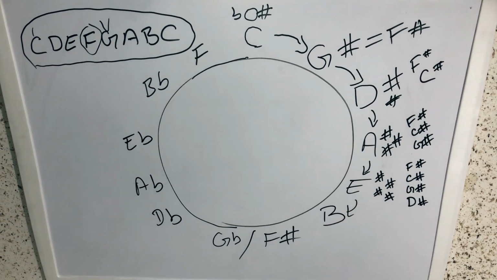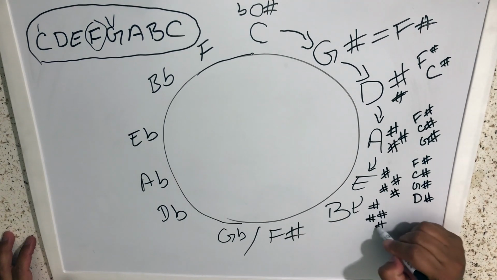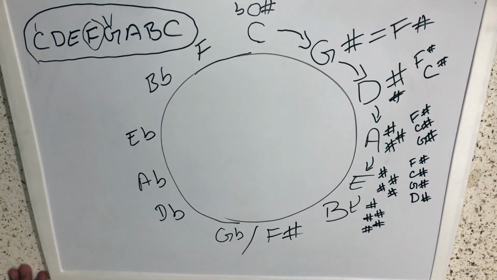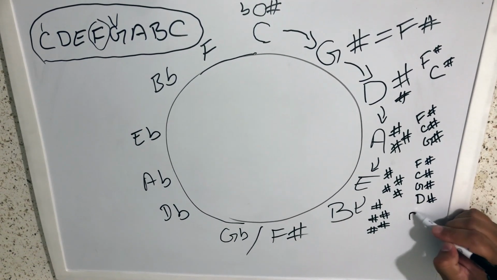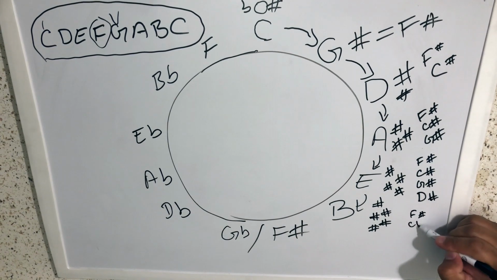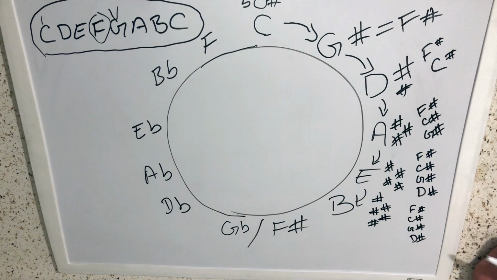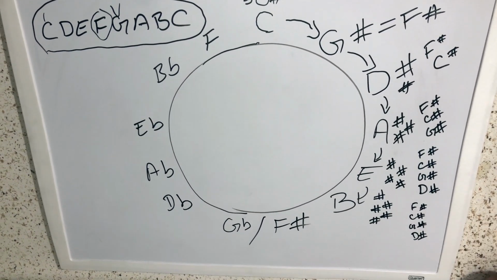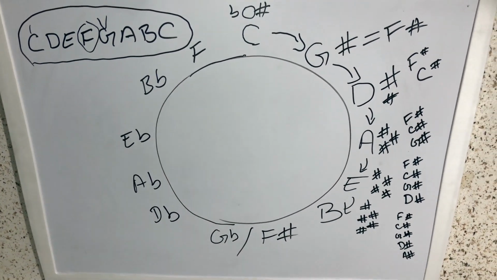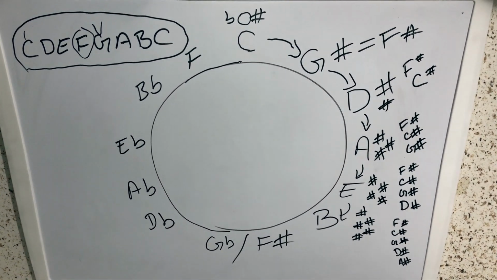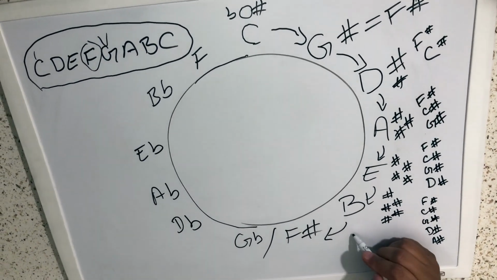B now has 5 sharps. 1, 2, 3, 4, 5. We have 5 sharps. So we're going to copy down all that we have already. So F sharp, C sharp, G sharp, D sharp. Now we've got to add one more, and this is an A sharp. Technically this is the formula to finding all the sharps, and we have 5 sharps here. This one has 6, F sharp.